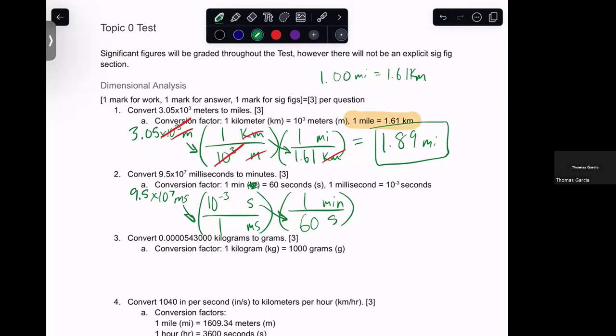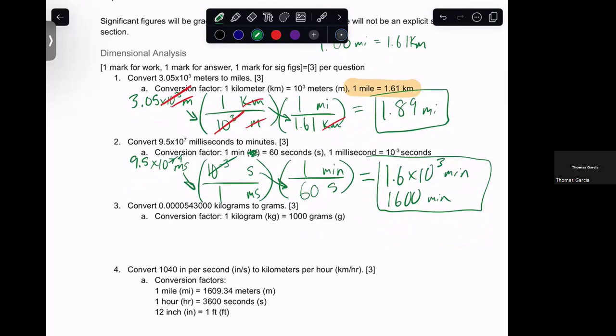Anyways, to continue with this, when we do the math, 10 to the negative third changes this to a 4, 7 minus 3, and then it's 9.5, or 95,000 divided by 60, which gets us an answer of 1.6 times 10 to the third minutes, or 1600 minutes. Both are correct, with two significant figures.